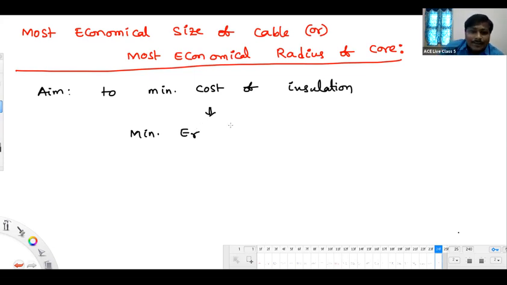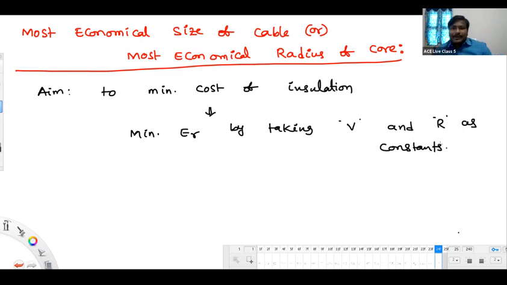By taking operating voltage and capital R as constants. Kindly observe, I am saying it again. We have to minimize the cost of insulation to reduce the cost of cable. For that purpose, we are minimizing the E smaller value. E smaller depends upon three quantities: one is operating voltage, next is overall radius of cable, next is small r value. Now we are keeping capital V and capital R as constants, and we are going to check for the small r variation.